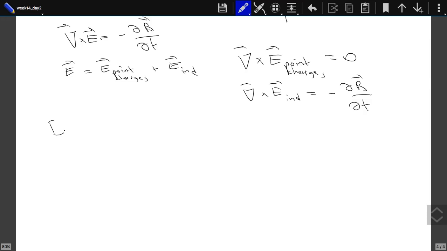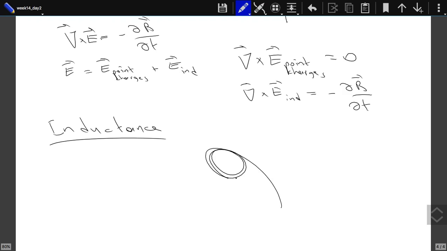Now let's look at what we will be defining as inductance. We have seen that if there is a changing magnetic field, it will induce an electric field, it will induce an EMF. So let's say we have some circuit element over here, and nearby we have another circuit element.